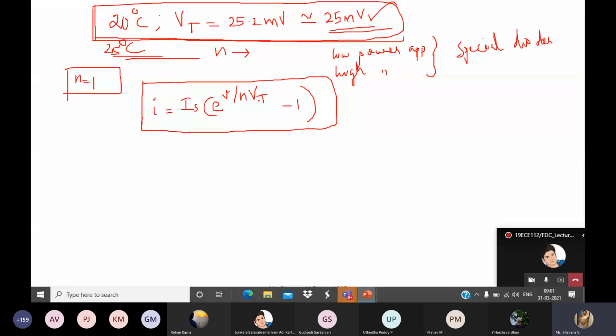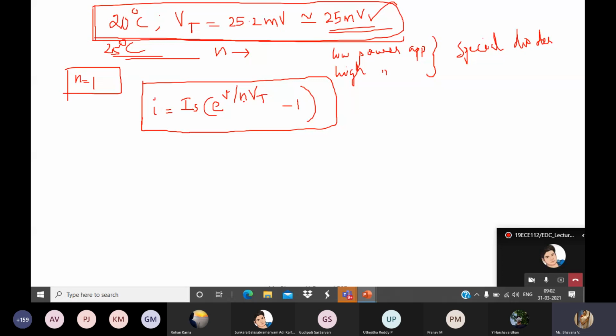And Vt is the thermal voltage, and also IS has a dependency on the temperature. In forward bias region, IS doubles for every 5 degrees Celsius rise in temperature. Vt is related with the temperature by the equation Vt is equal to KT by Q, where K is the Boltzmann constant, T is the temperature in Kelvin, and Q is the magnitude of the electron charge. So at room temperature, we'll take the Vt value as equal to 25 millivolt.